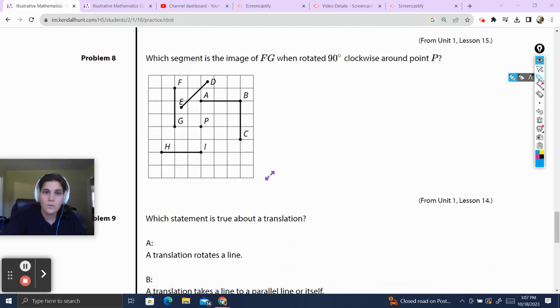Problem 8. Which segment is the image of FG? So we're talking about FG. When rotated 90 degrees clockwise around point P. So our center of rotation is P. Clockwise means we're going this direction. We're going to draw the line from the center of rotation. It's going to rotate 90 degrees, which means our line's going to go here, and then G is going to get dragged to here, and then F is going to get pulled all the way over, and it lines up with AB. AB is the image of a 90 degrees clockwise turn around point P. And if you're having trouble with that, pull out your tracing paper.